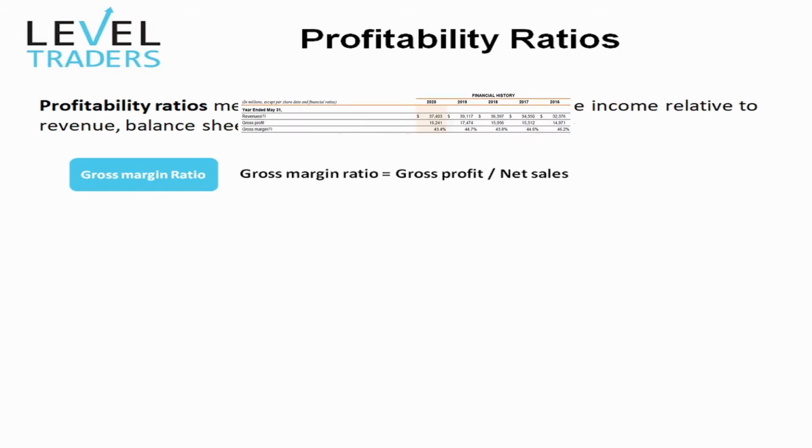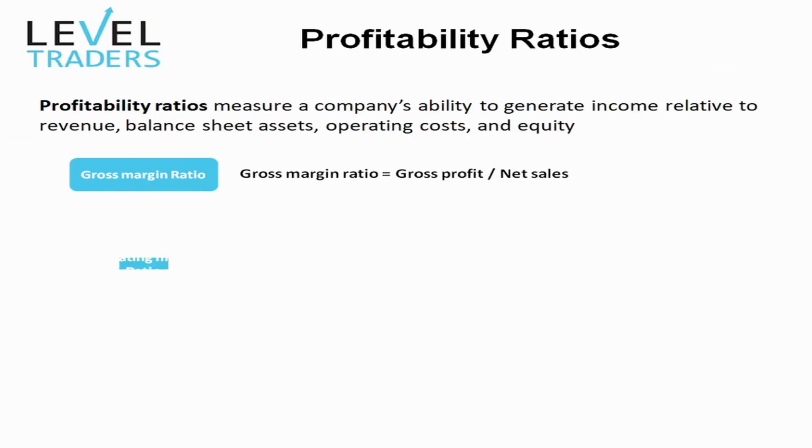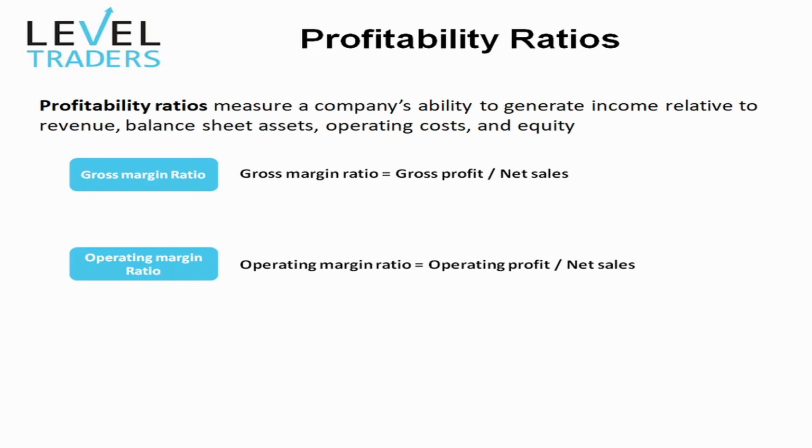So the formula is gross profit over net sales. And if we take the numbers from Nike, you can see they've already calculated this for us in their 10K again. Then we have operating margin. This is the same as gross profit margin. The difference here is it's using operating income instead of gross profit. So you take operating income or operating profit over net sales.